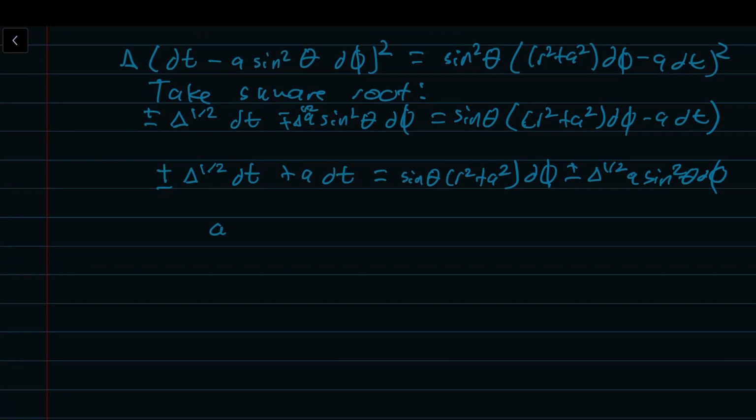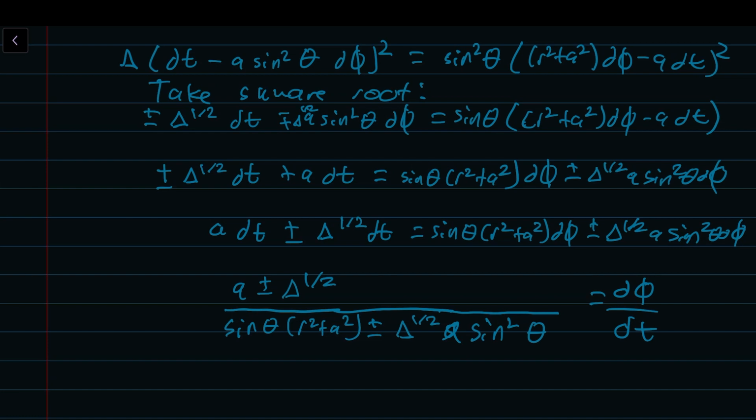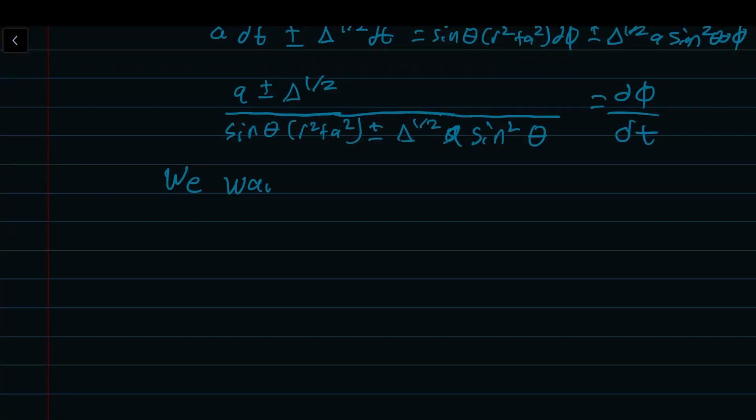So we're going to get to this form, a dt plus or minus delta to the 1/2 dt equals sine theta times r squared plus a squared d theta plus or minus delta to the 1/2 a sine squared theta d phi. And that allows us to just divide everything over and arrive at this value for d phi/dt. So now recall what we're trying to do here. We want to find the values for which d phi/dt is less than or equal to 0. That would mean it's rotating against the black hole or at least staying stationary.